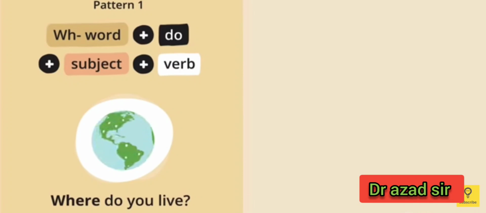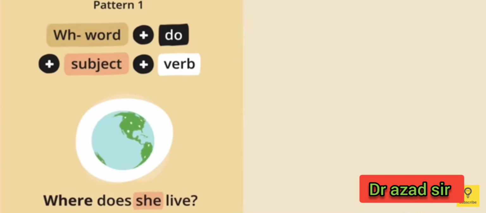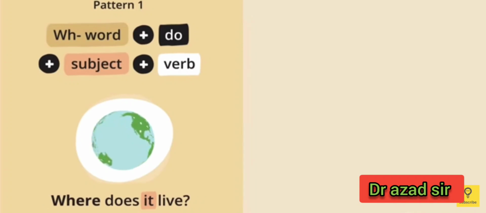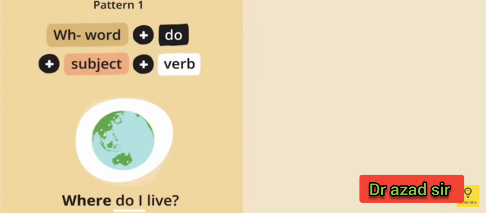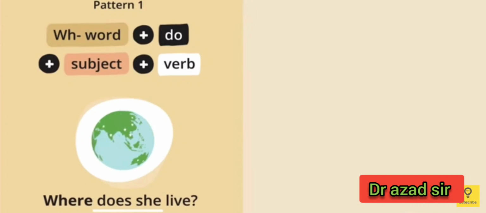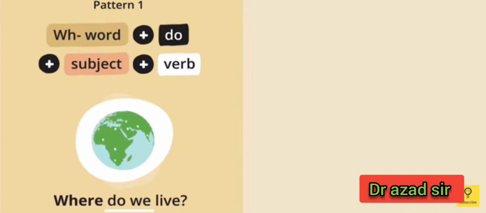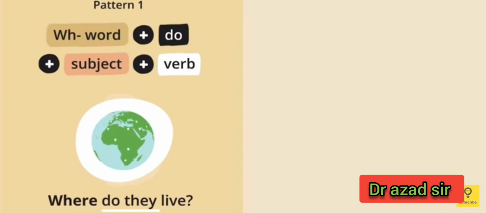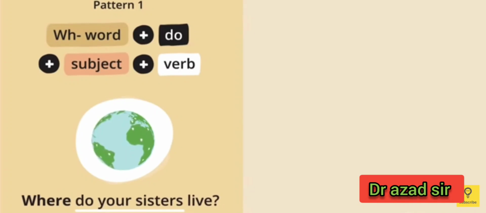Note that we use does when the subject is he, she, it, or a singular noun. For example, where do I live? Where does he live? Where does she live? Where does it live? Where do we live? Where do they live? Where does your sister live? Where do your sisters live?